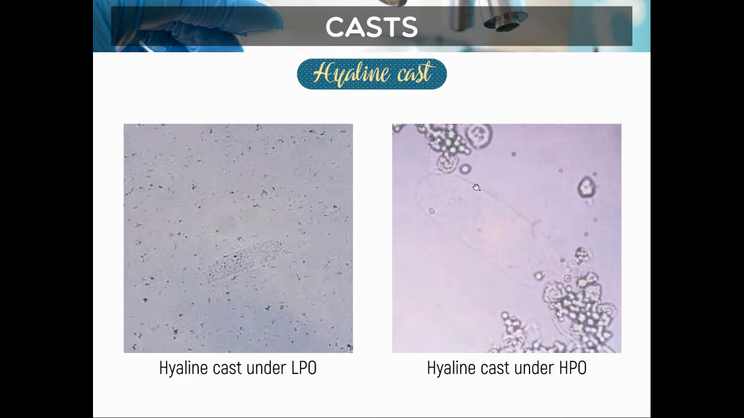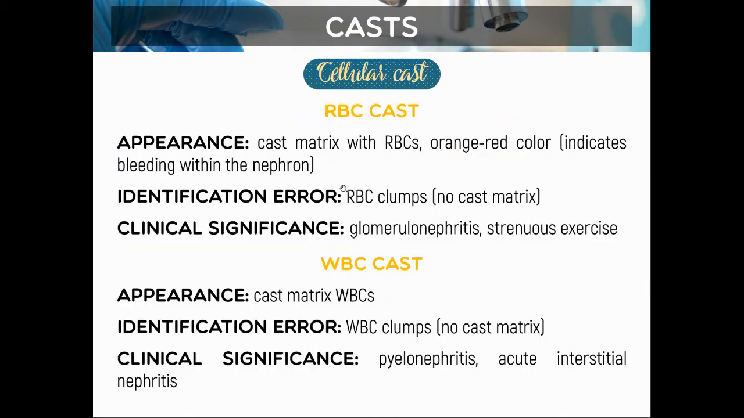So as you can see here, it has a very prominent structure. We have the parallel sides here, and we have the rounded ends. And there is nothing inside it. It is very plain because it is composed entirely of uromodulin. Sometimes the presence of RTEs is associated with hyaline casts, because uromodulin is produced by the RTEs. And earlier you saw under LPO the parallel sides and rounded ends. So let's now proceed to our next type of cast.